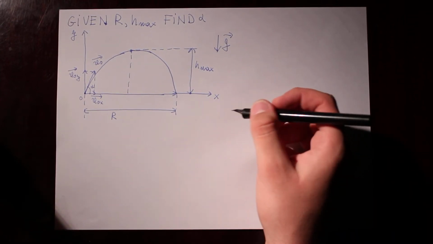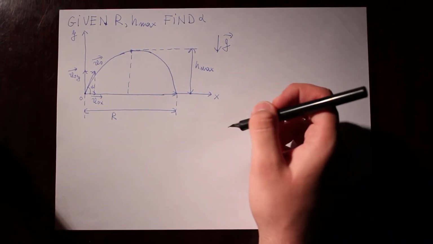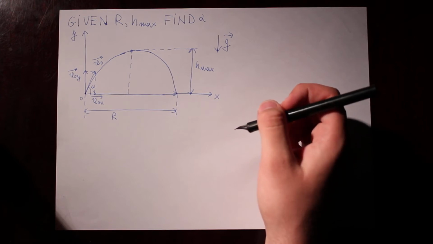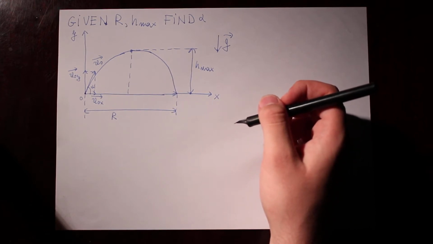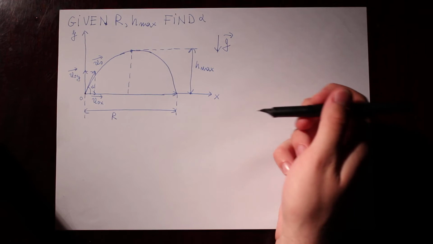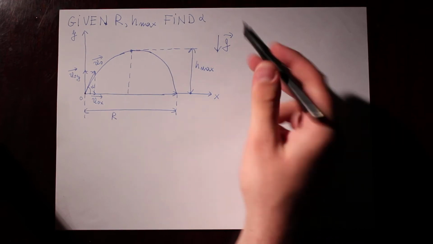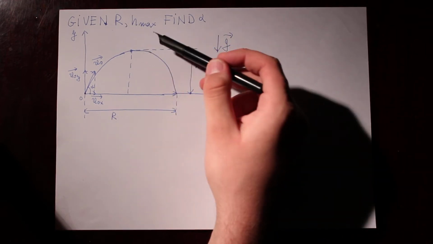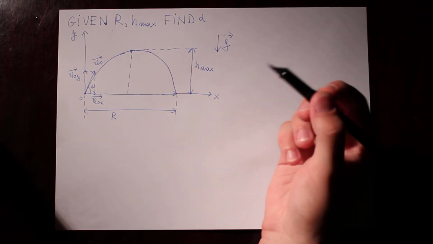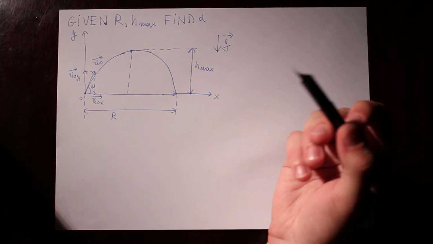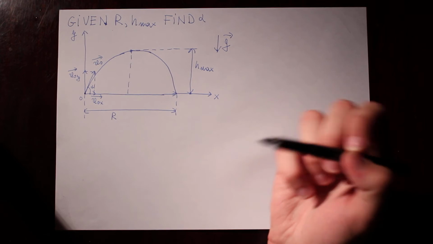Let's suppose you stumble across this kind of problem on the SAT subject physics test. You have an object in the gravitational field of the Earth and you throw it at an angle alpha. Now you are asked to find alpha given r and h sub max. Now this problem is quite hard to solve under 48 seconds, and so we are going to take some shortcuts.